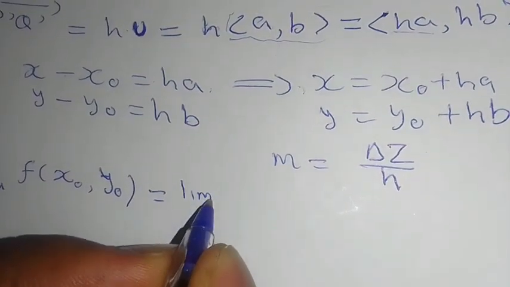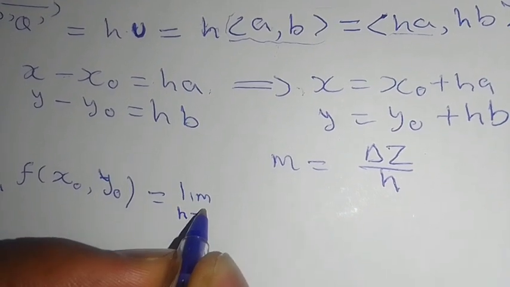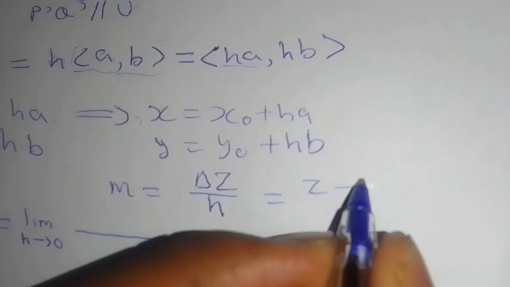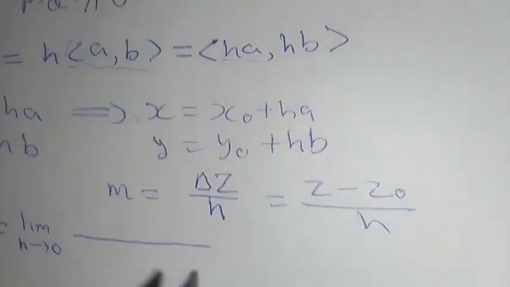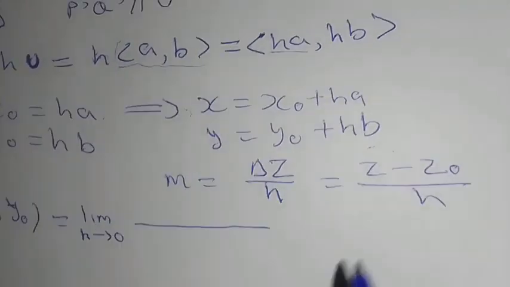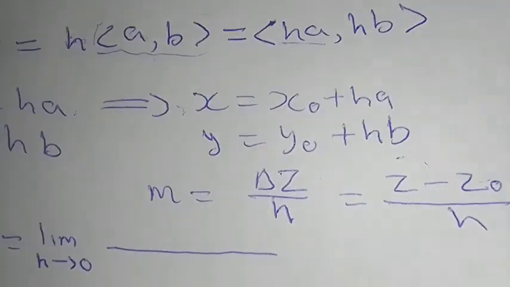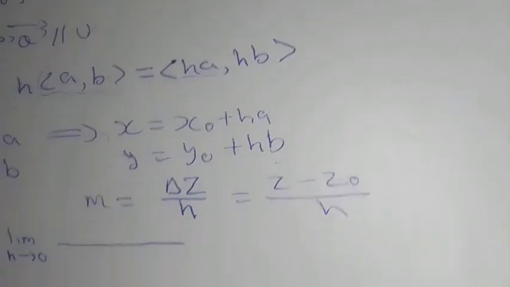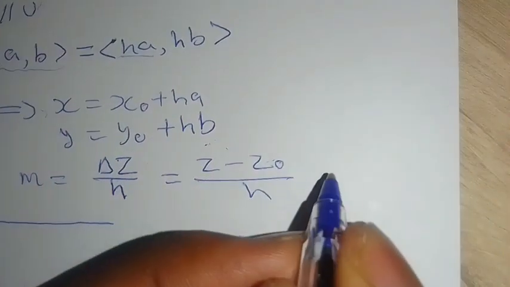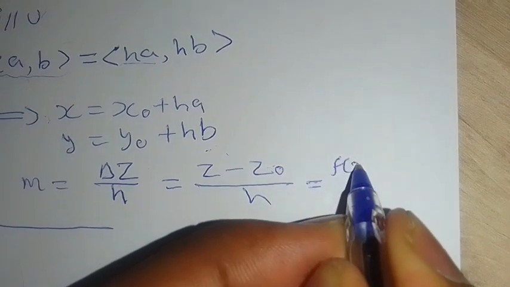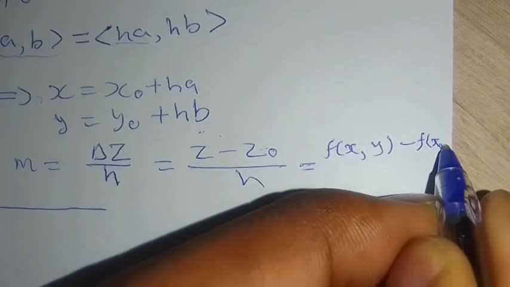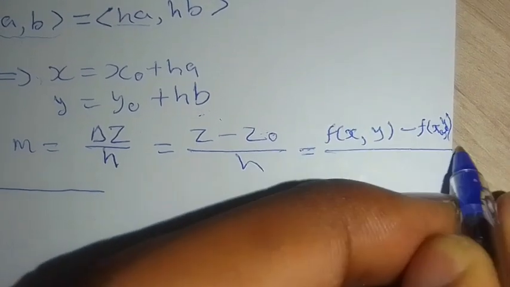So then you have a limit when h goes to 0 of, remember, the change in z, which is just z minus z naught, over h. And what is z? Z is technically f at x, y. And then z naught will technically be f at x naught, y naught. So this will be f at x, y minus f at x naught, y naught over h.